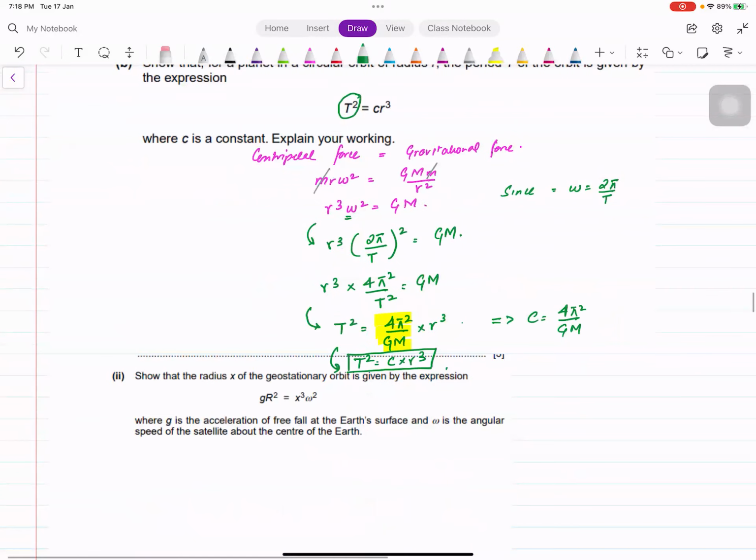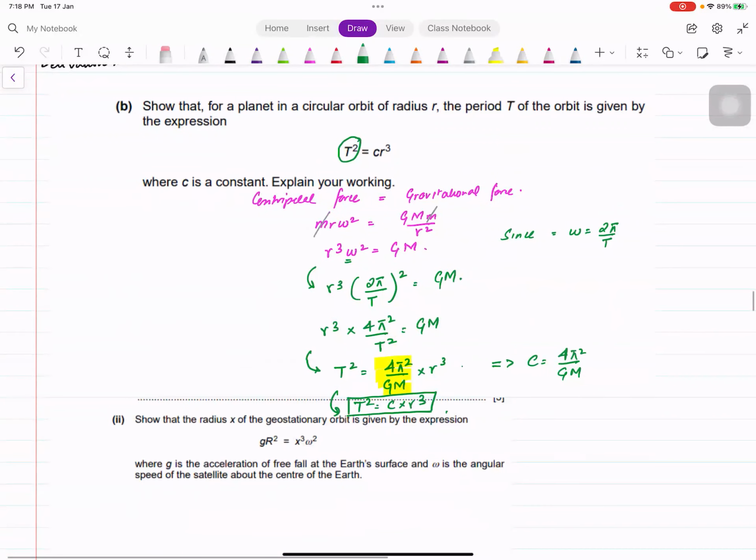All right, now, speaking of this then, in the next question, it says, show that the radius x of a geostationary orbit is given by the expression gR squared equals x cubed omega squared, where g is the acceleration of free fall of Earth. And obviously, omega is the angular speed of the satellite about the center of Earth. All right. You can write this down, then we'll move to the next question.